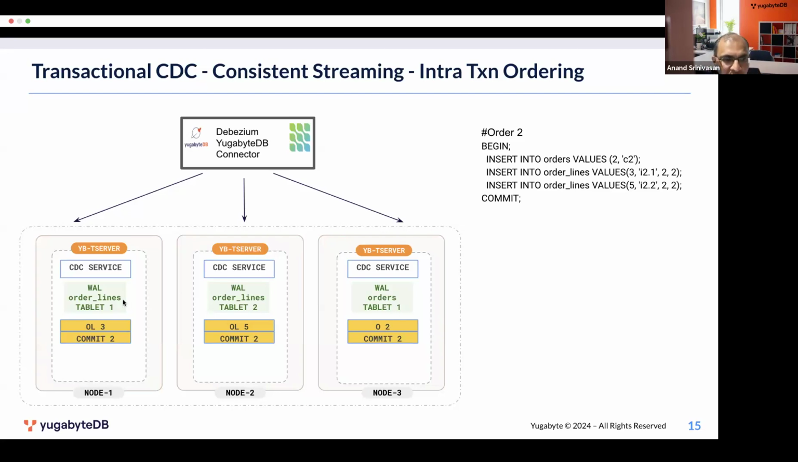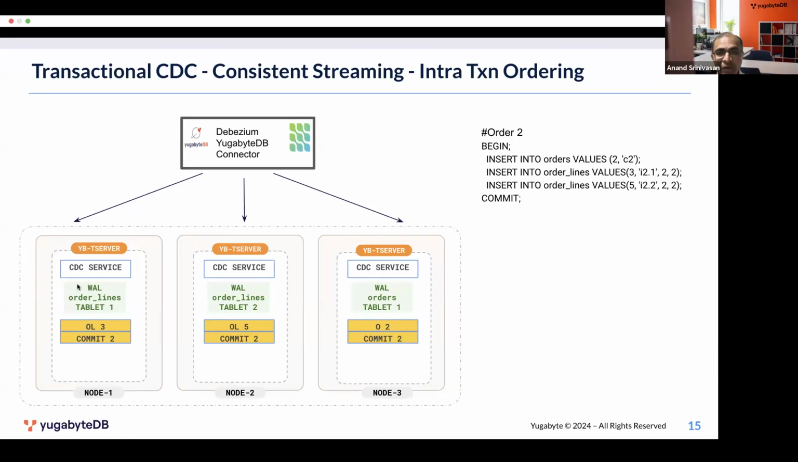So in total, we have a setup with three tablets. And it is possible that the T-server leaders for these three tablets may be on different nodes. They could be on the same node, but they could be on different nodes as well.